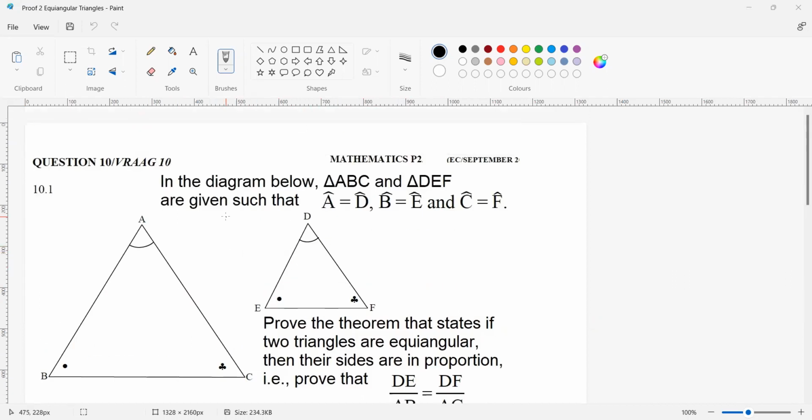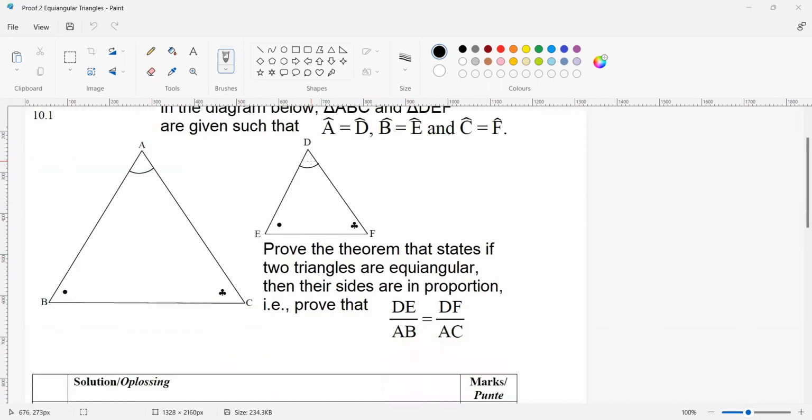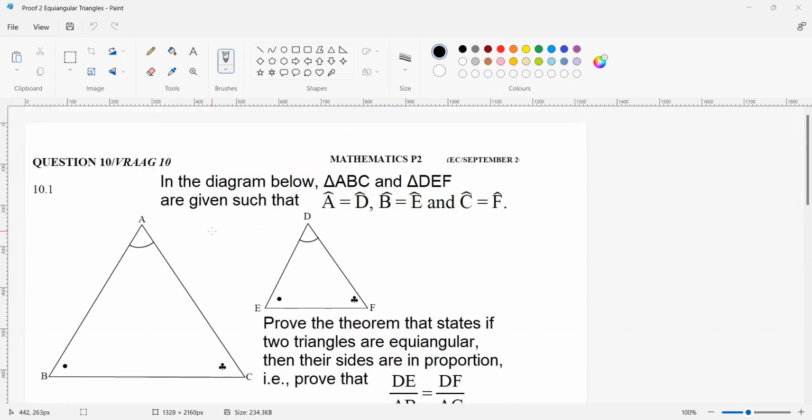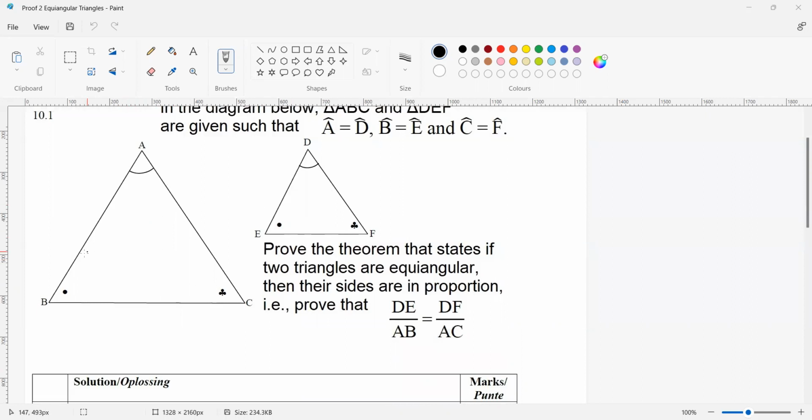Now, the framework we're going to use will be, first of all, to do some constructions to replicate triangle DEF in triangle ABC. Then we will prove the two triangles congruent, and from that it will follow that some of the angles are equal, which means lines will be parallel, and then we can use the proportionality theorem. That's a rough framework of how we will prove this, and you can think of it that way when you do your actual proof, without remembering it by heart.